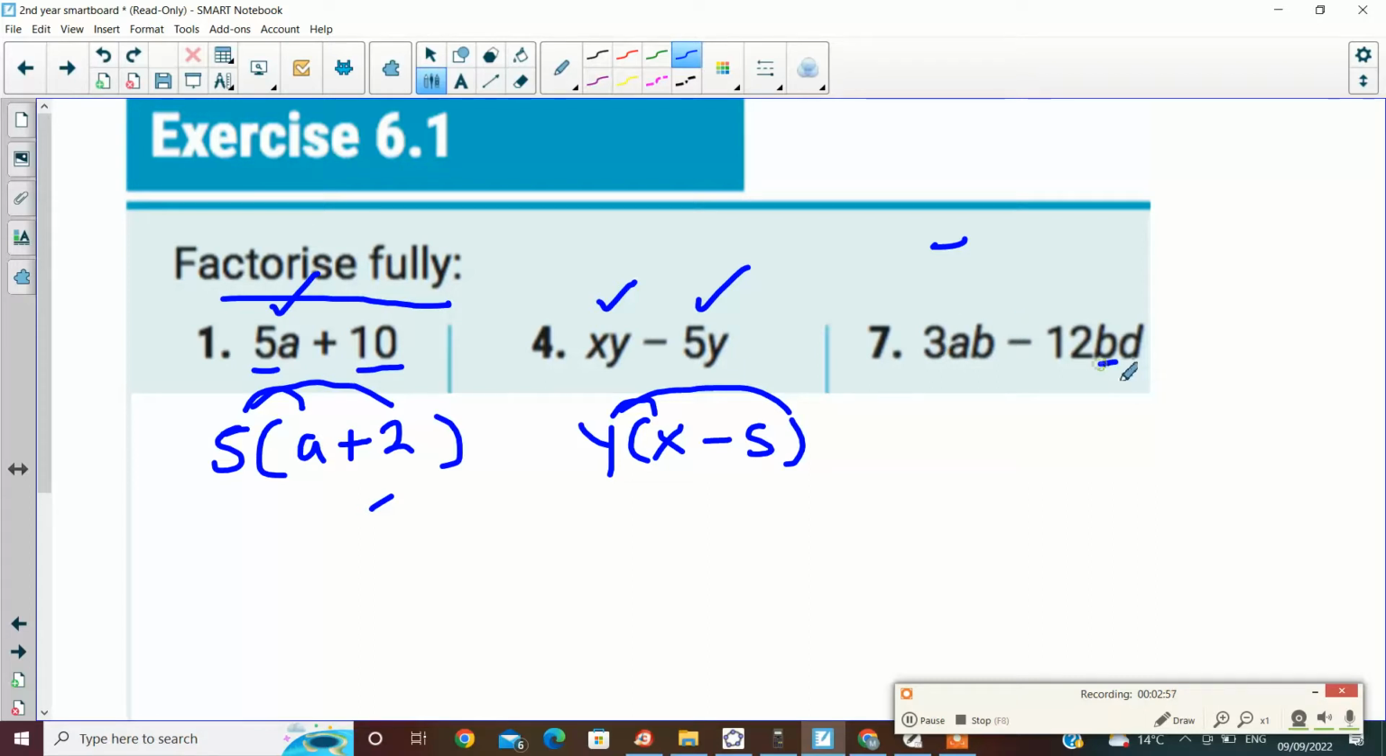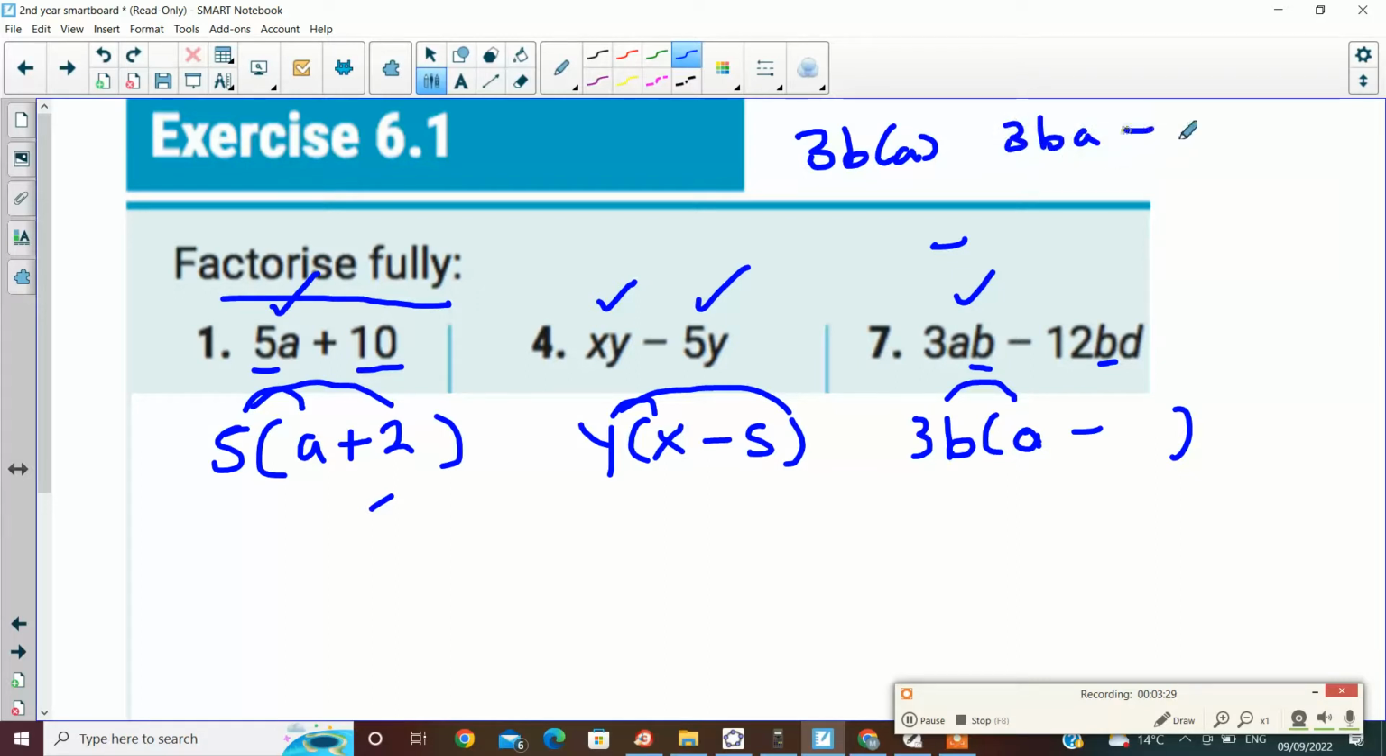Now what I'm looking at is what letter we have in common. b. So I'm going to take out b. Is there a number that will divide into 3 and 12? 3 itself. I know you all knew what you meant. What symbol goes in the middle? What does 3b multiplied by what give you 3ab? a. Happy days. And you take that off. So 3b multiplied by a is basically 3ba or 3ab. It's the same thing. 3 multiplied by what gives you 12? 4.